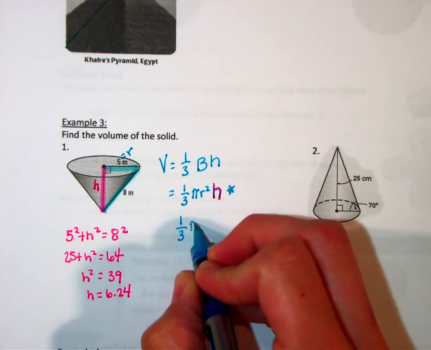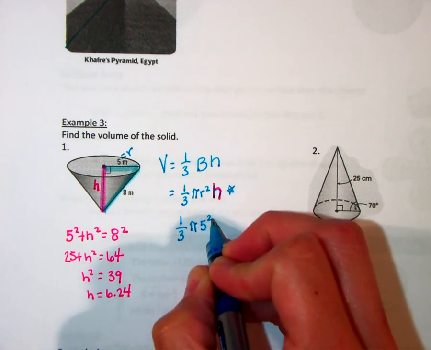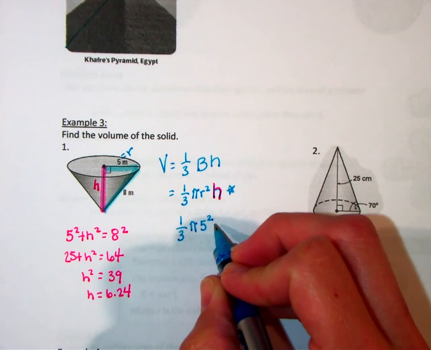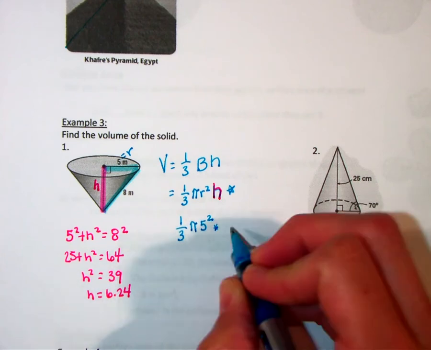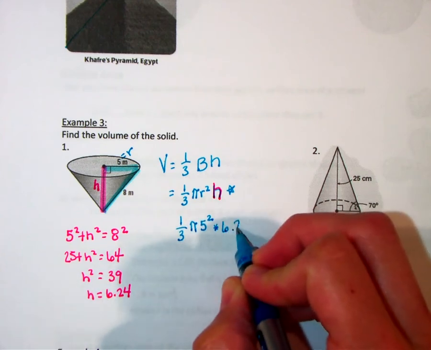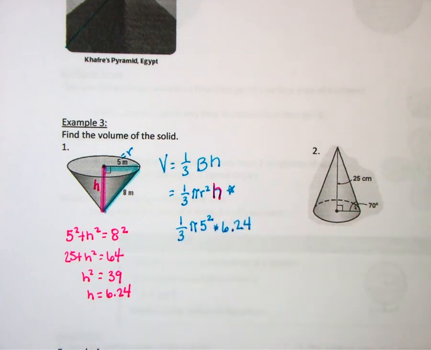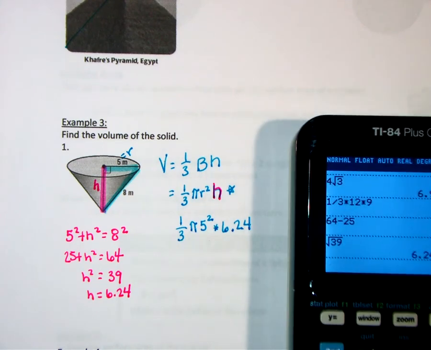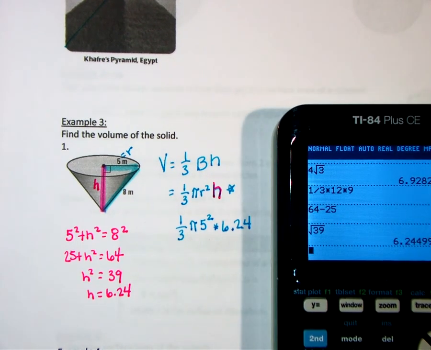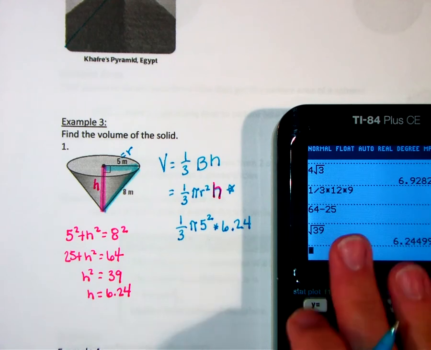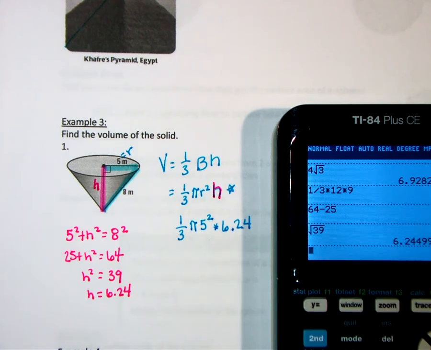All right, so here we go. 1/3 pi 5 squared times 6.24. Okay, again, because it's going to ask you to do it to the nearest hundredth, which is 2 decimal places, you can just type all of this in to your calculator. If you're working with this calculator, you could just hit times and it would pull down that answer.